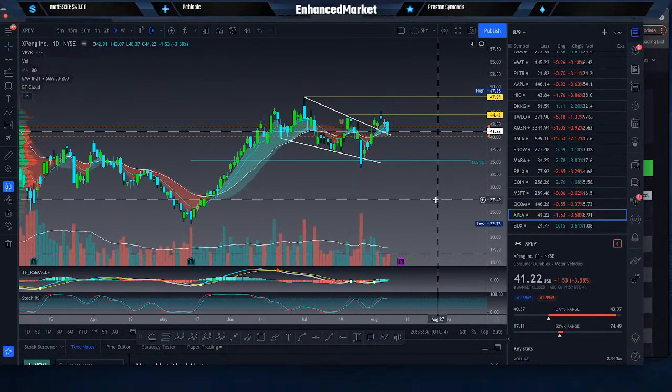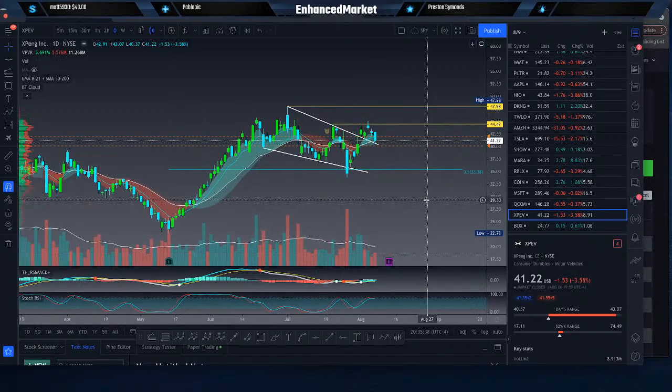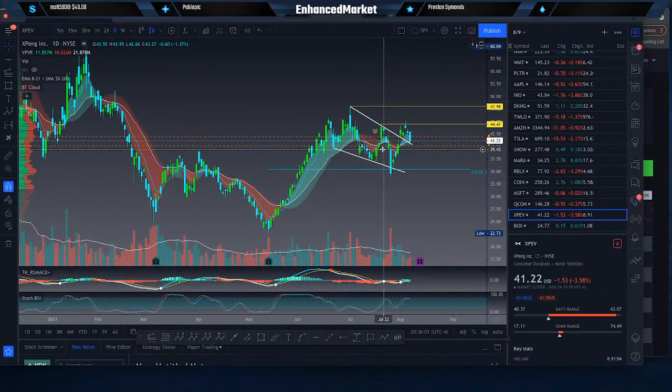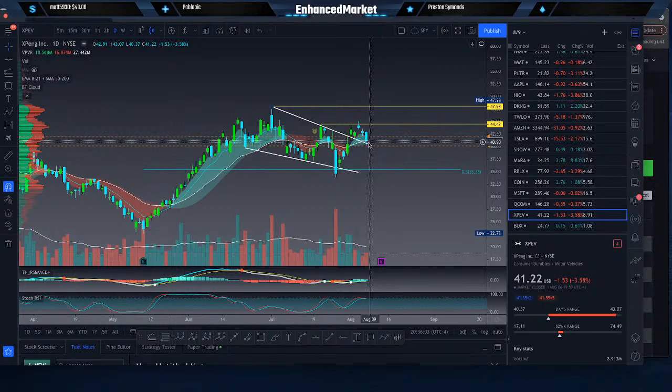XPEV, I think I still have a runner or two. But falling wedge, we broke out. We tested that previous resistance. We failed. And now we're doing a full back test of this old resistance, becoming a potential new support. So we're right on the trend line and we're right on the EMAs. So if this area can hold, which it should, we should see continuation and a move back higher to test the top here around 47.98.